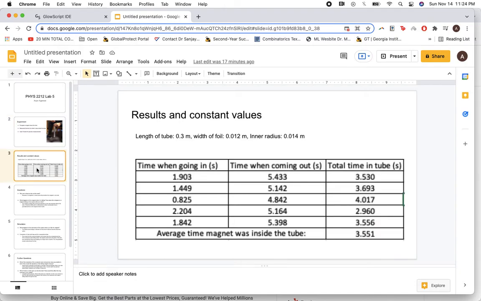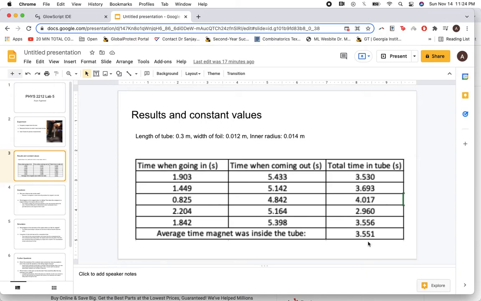Here are the results and the constant values from the experiment: length of tube, width of foil, inner radius. These were used in the simulation, as I'll explain later. Left is the timestamp at which the magnet went in. The right is the timestamp at which the magnet came out. The total time is just the difference between the two, and we found that the average time for which the magnet was inside the tube was 3.551 seconds.